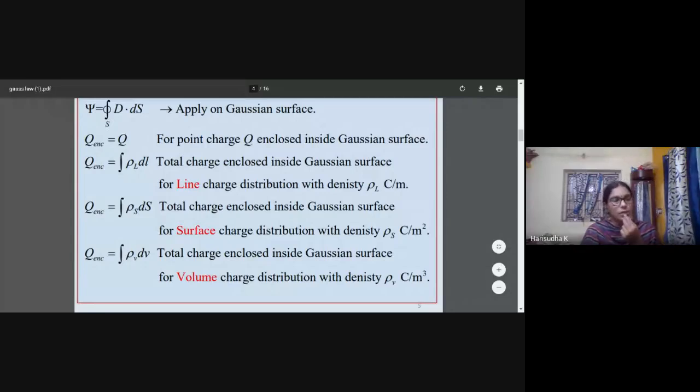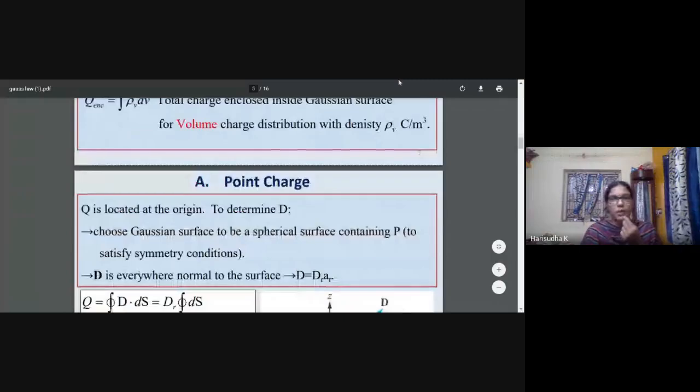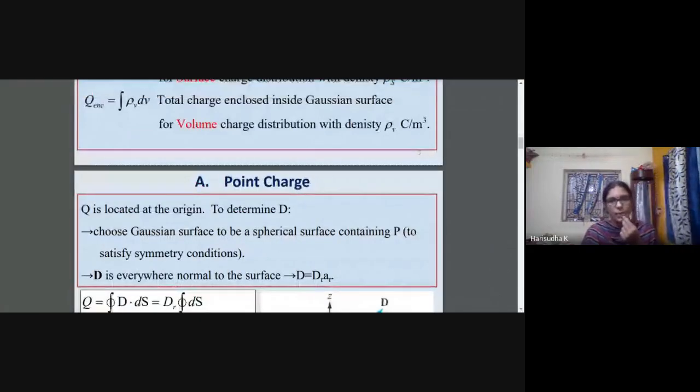Here rho L represents the line charge density. So the total charge enclosed inside the Gaussian surface for a line charge distribution with density rho L is in coulomb per meter. For a surface charge distribution, the enclosed charge is the integral of rho s ds, and its unit is coulomb per meter square. For a volume charge, it is the integral of rho v dv, with density rho v. Now we'll see the applications of Gauss law.